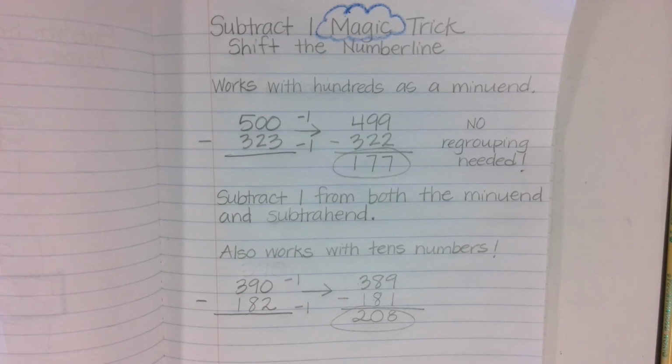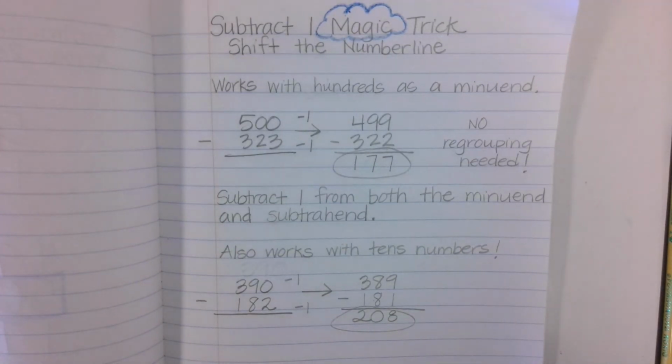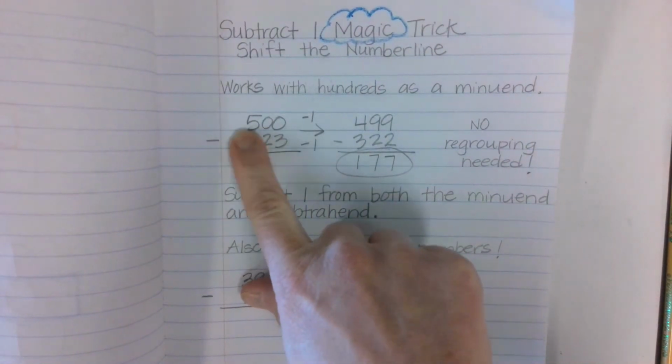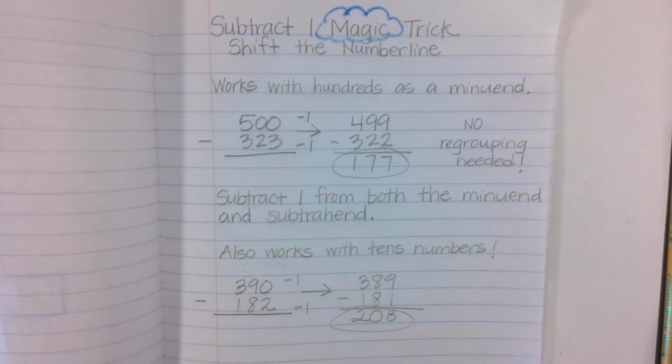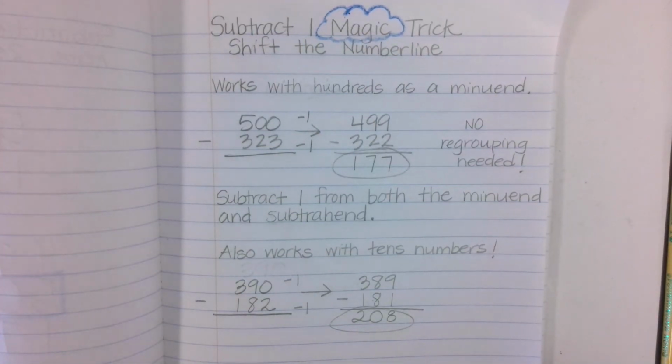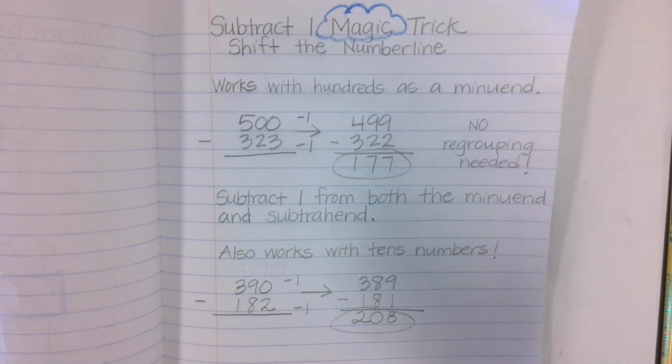So hopefully that helps a little bit. Go ahead and finish up this page. And you can do this with any number, but it's going to work best. It's not going to help you much if you don't have a hundreds number or a tens number as your minuend. And when I say that, I mean the numbers you hit when you count by tens and the numbers you hit when you count by hundreds.